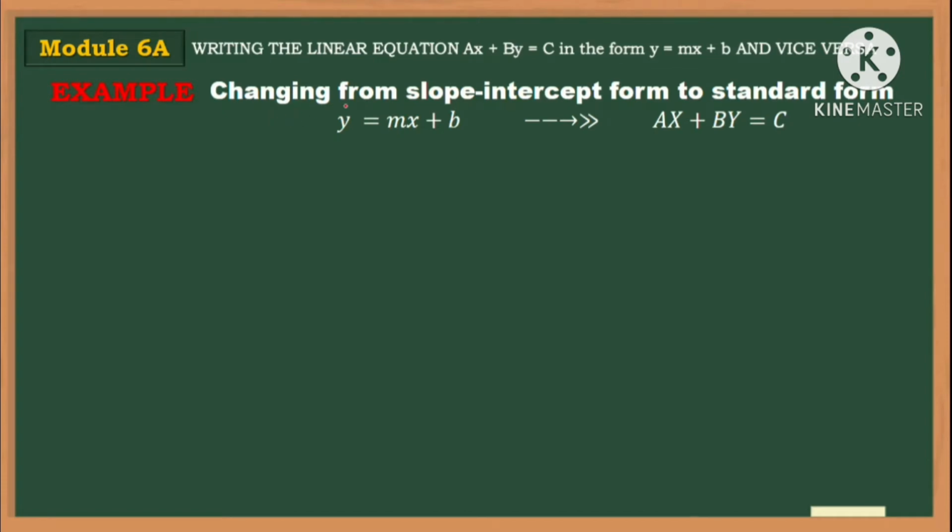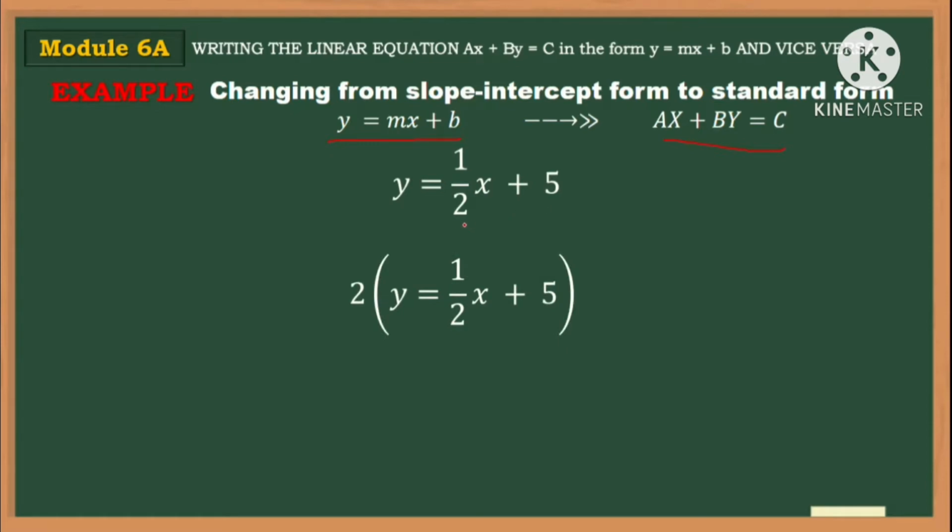Next, so here in our next example, changing from slope-intercept form to standard form. So from this to this one. Okay, so given y is equal to 1/2 x plus 5. So dito, maraming mga possible solutions na pwede natin gawin. So let's take this one.